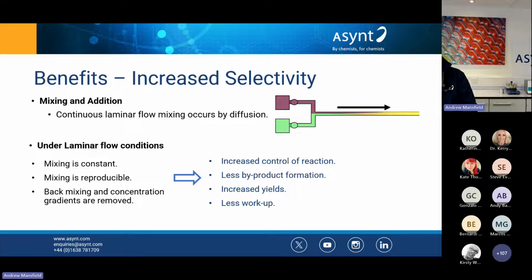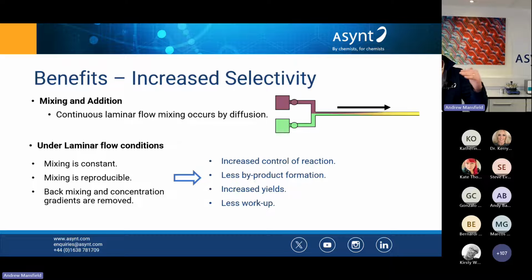In flow chemistry, as I said, when we get to that mixing junction, we can mix under laminar flow conditions or turbulent conditions as we did in batch. Laminar flow conditions are continuous. They are reproducible. It gives us exactly the same mixing regime from batch to batch. And you can see from that diagram there that under laminar flow conditions, we're not mixing immediately, it's mixing by diffusion. So that's laminar flow. So that mixing is constant, which means it's reproducible.